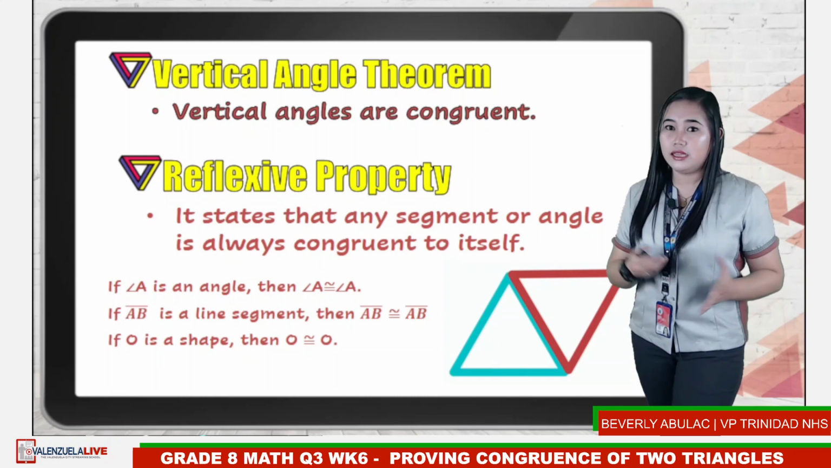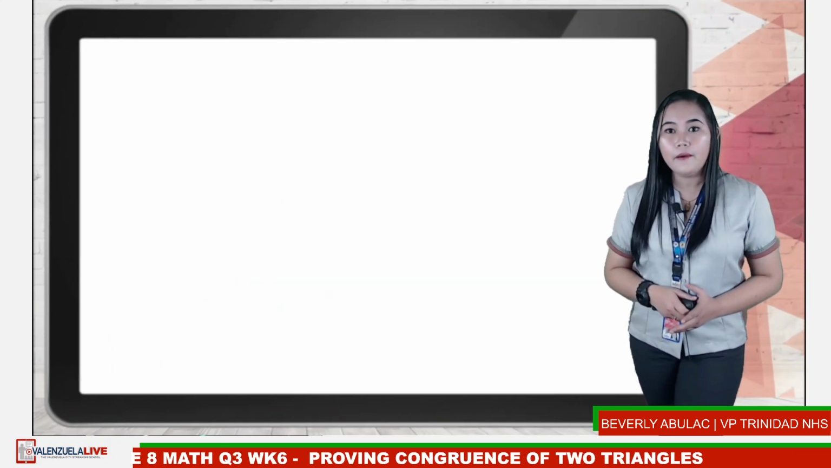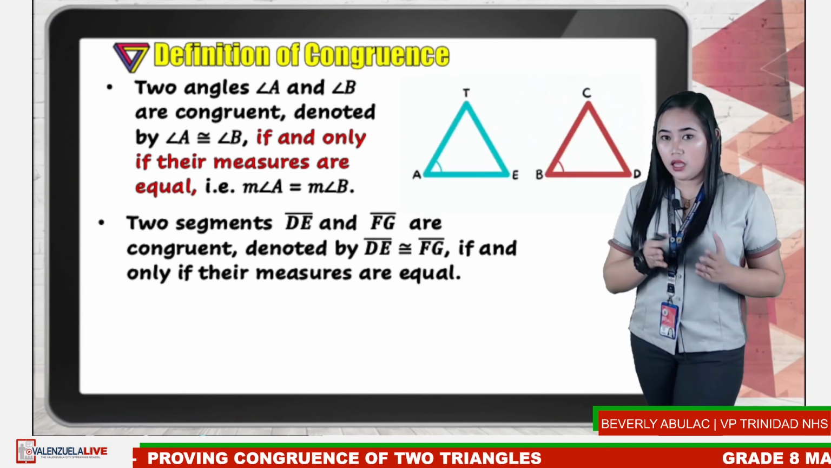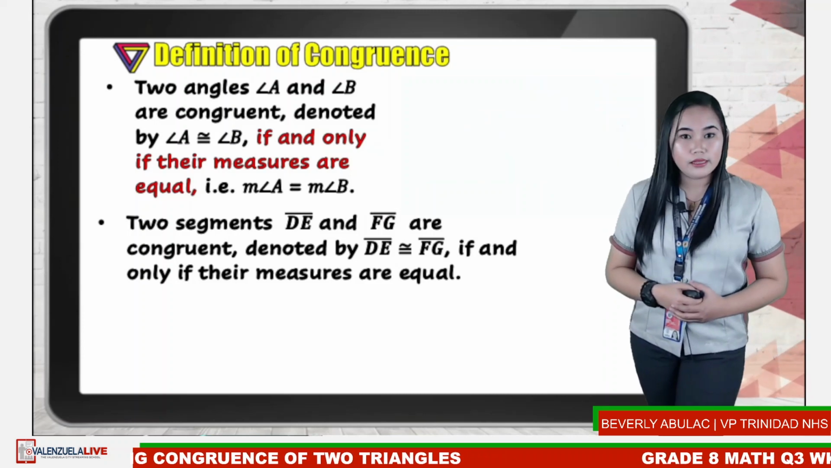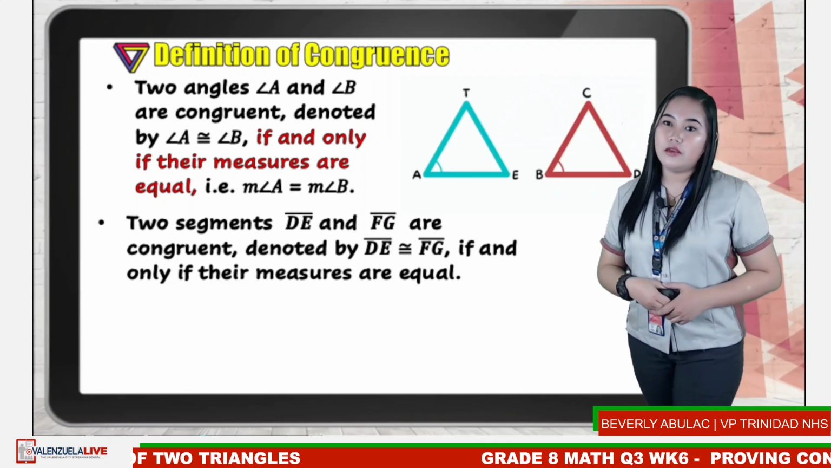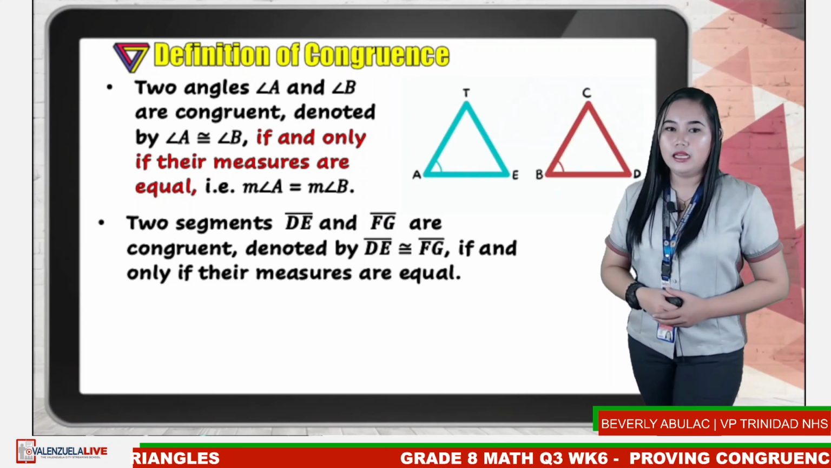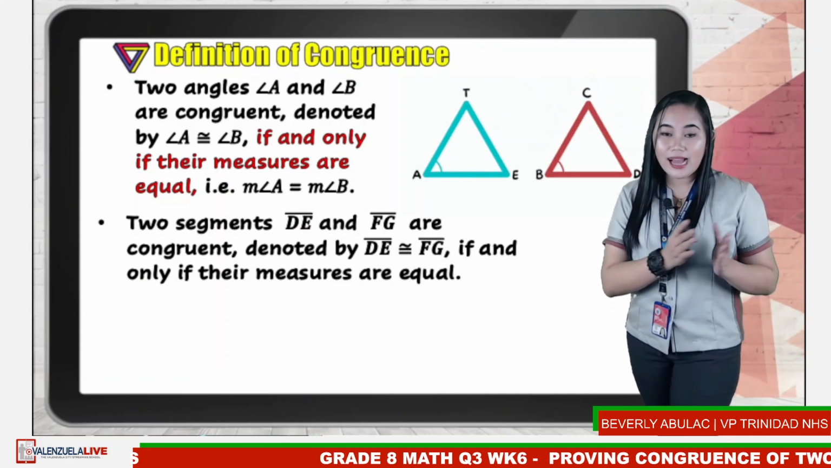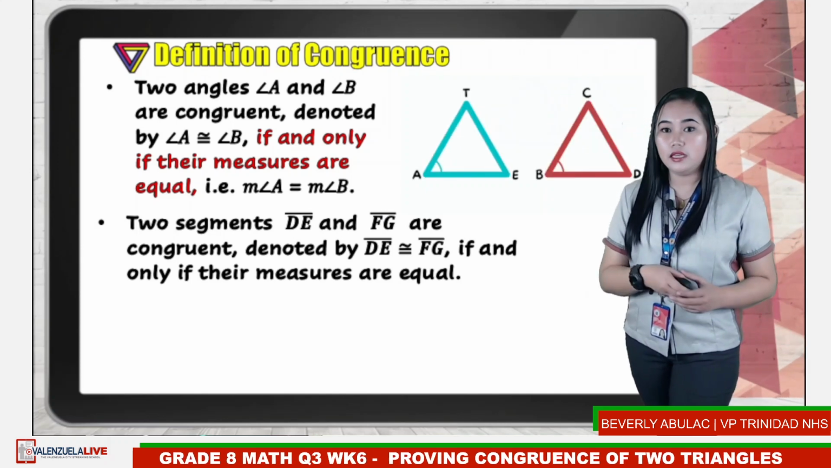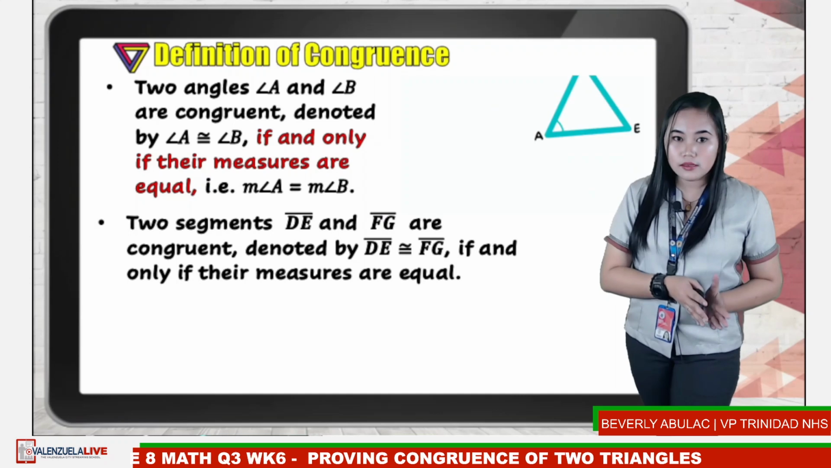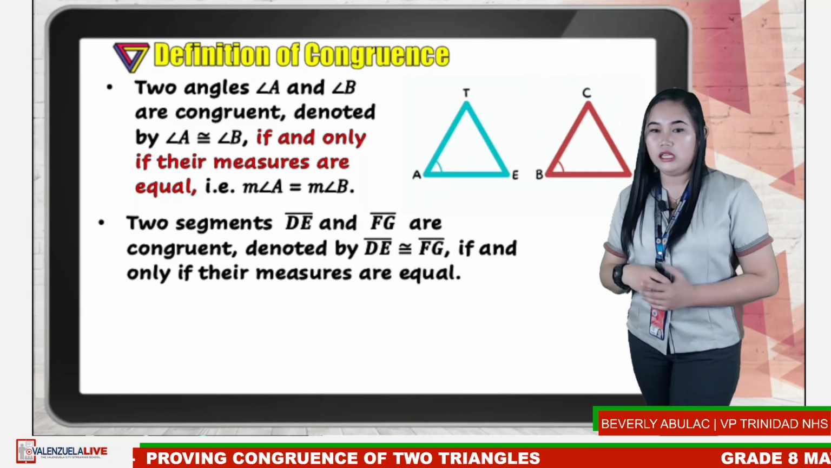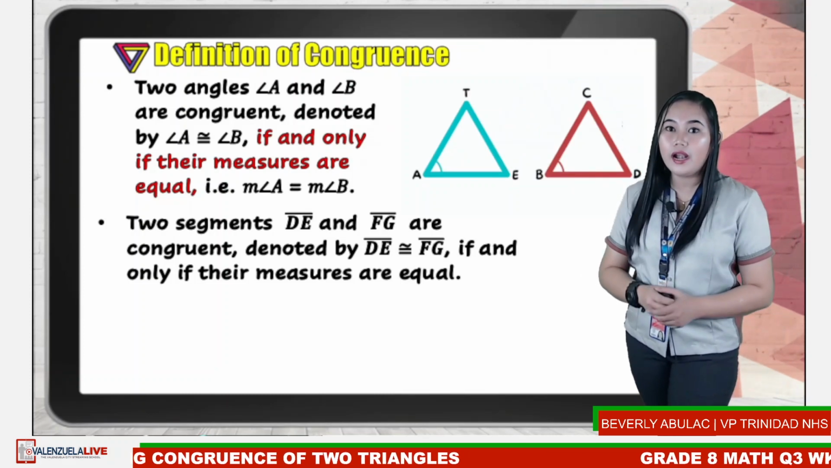Now, let us recall the conditions under which two triangles are congruent. Two angles, angle A and angle B, are congruent, denoted by angle A is congruent to angle B, if and only if their measures are equal. Example, the measure of angle A is equal to the measure of angle B. Two segments DE and FG are congruent, denoted by line segment DE is congruent to line segment FG, if and only if their measures are equal.